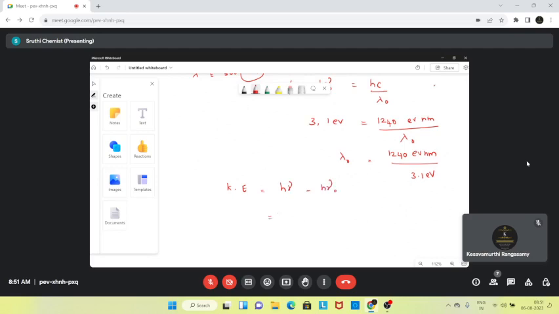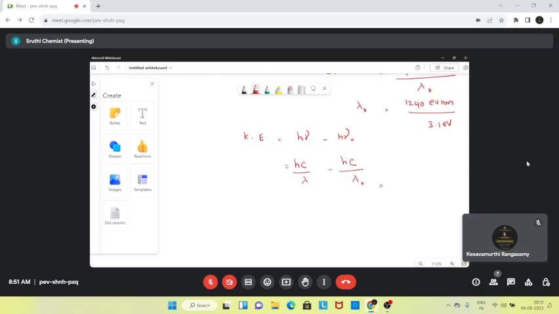What is h nu? Again, I can replace it with hc divided by lambda, and here also hc divided by lambda naught. Just substitute, you will get the answer, the final answer. Calculation will take time, so we'll move to the next one.